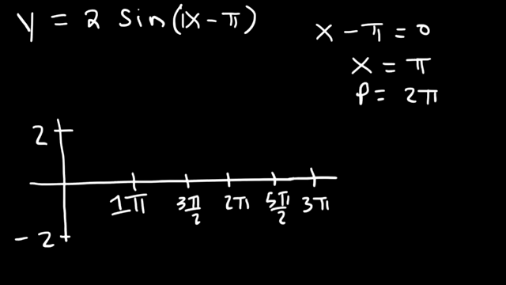Now we have positive sine, so it's going to start at the center, then it's going to go up, back to the center, down, and then back to the middle. So it's going to look like this. Let's do that one more time. And so that's it.